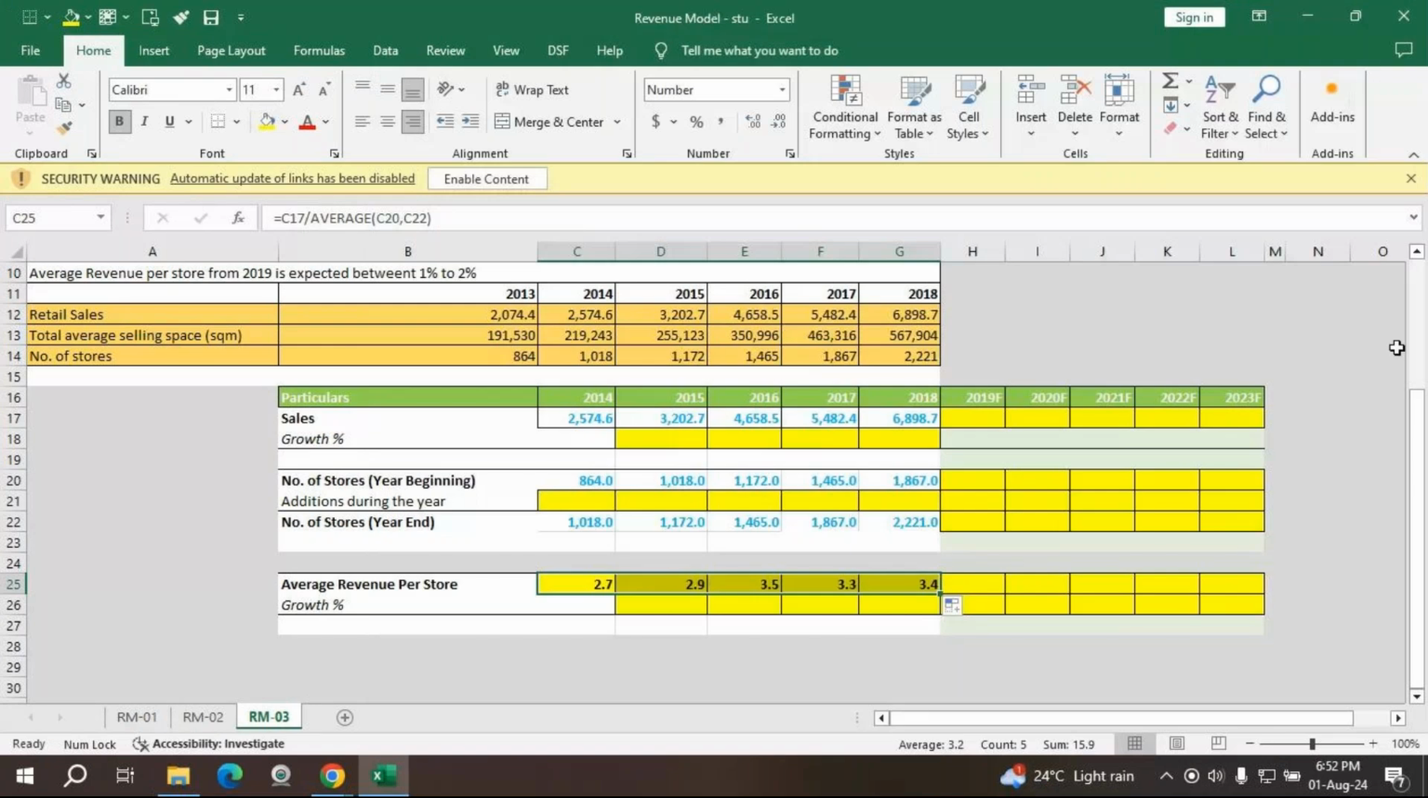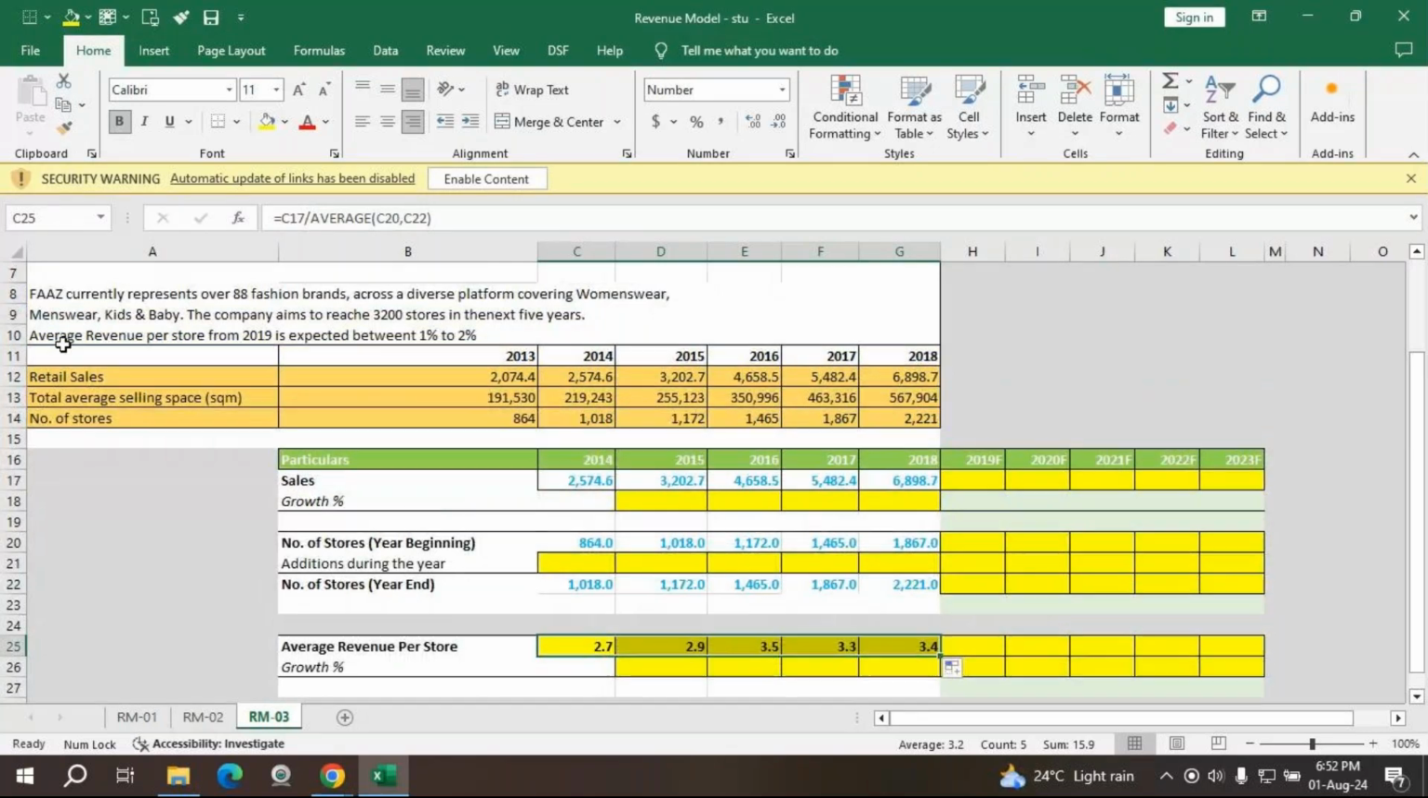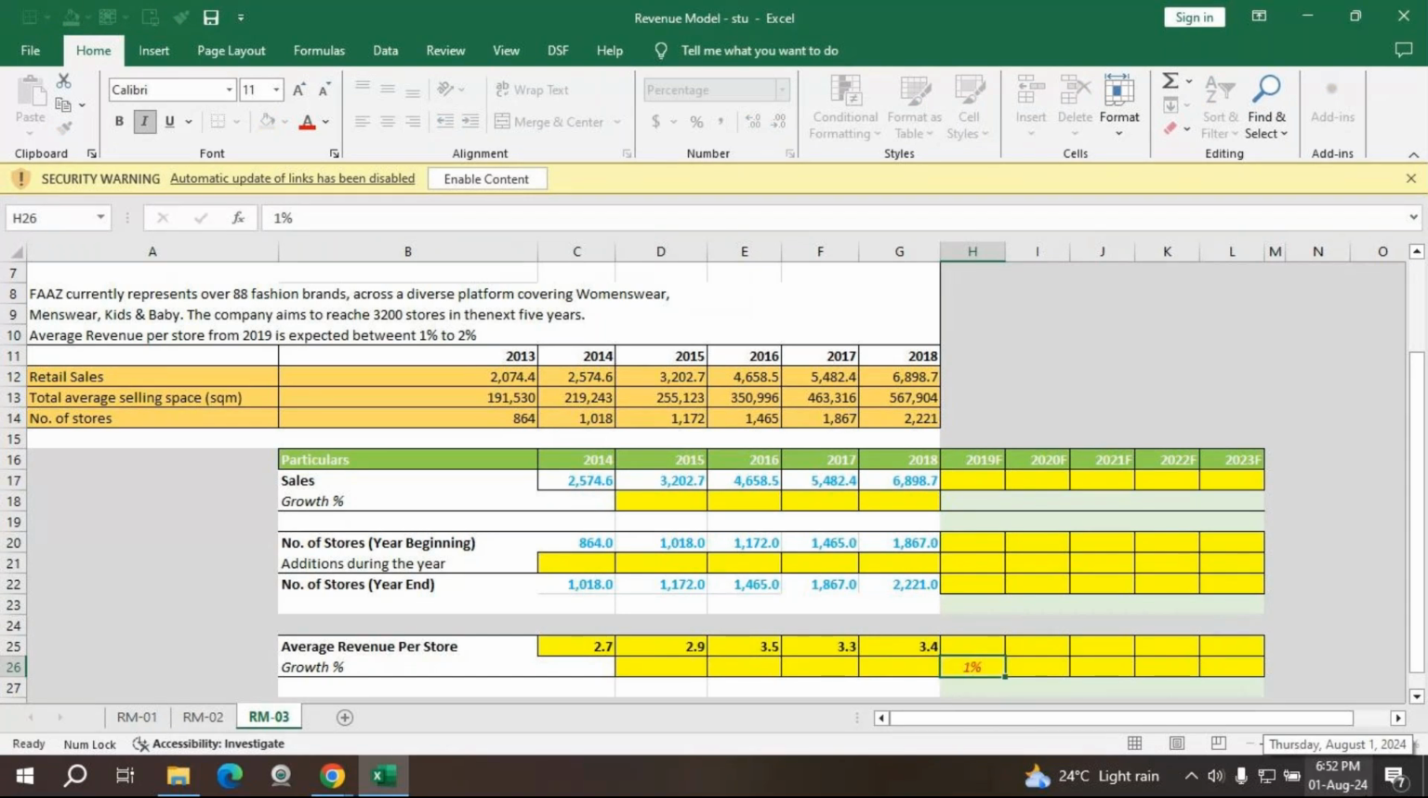Here this has happened, and here they are saying the average revenue per store from 2019 is expected between 1 to 2. So the revenue growth percentage is 1 to 2. Let me take it as 1%, 1%, 1%, and the rest of the 2 years.